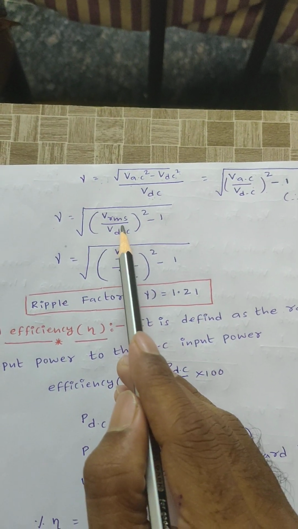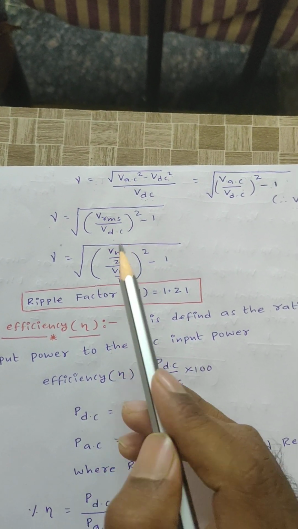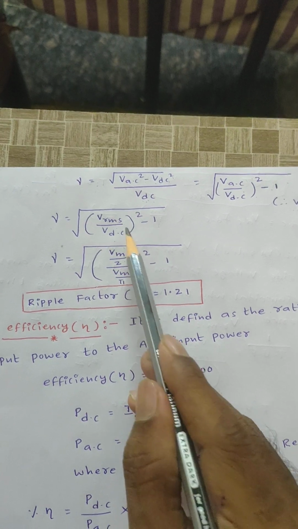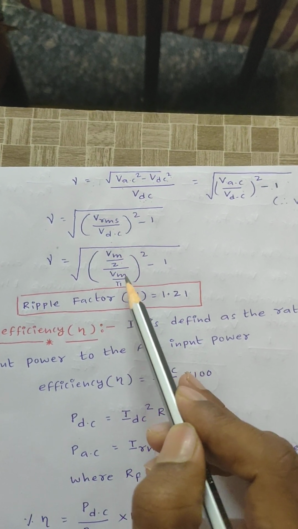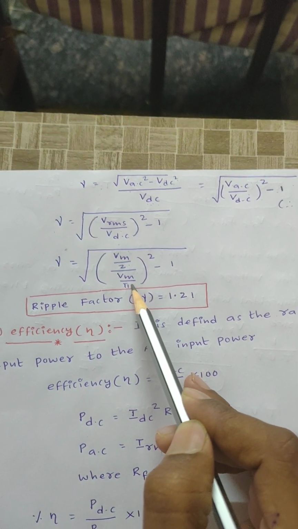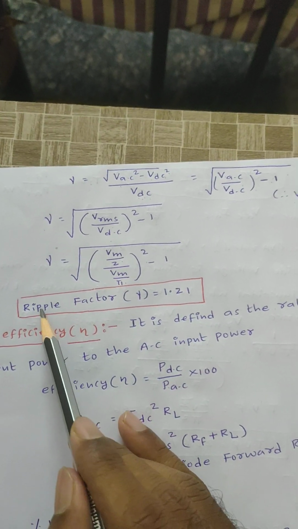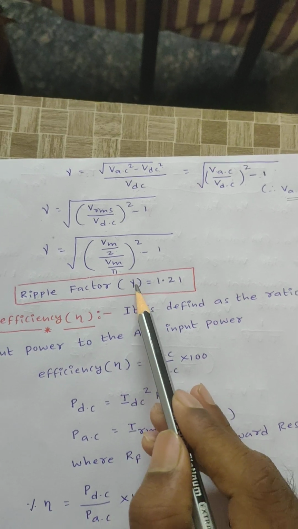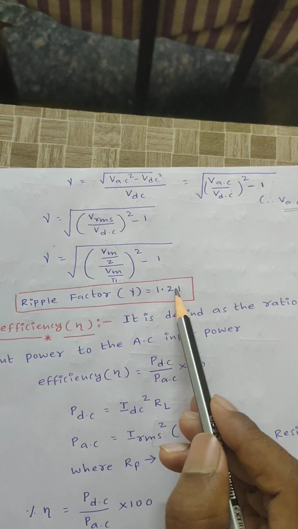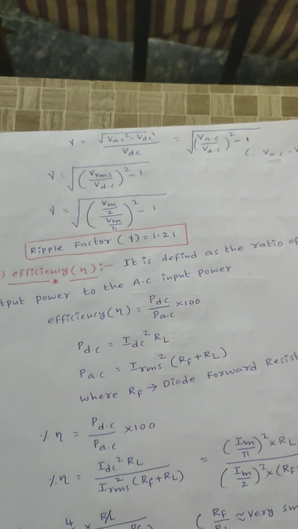Already we know that in case of a half wave rectifier, Vrms is equal to Vm by 2 and VDC, which is nothing but the average value, is equal to Vm by pi. If I substitute all those values in the square root of (Vrms by VDC) whole square minus 1, you will get ripple factor gamma equal to 1.21.